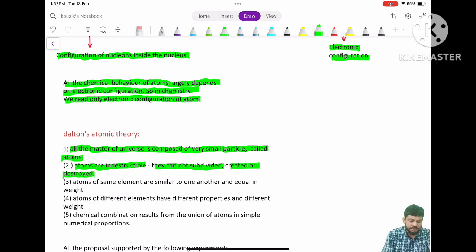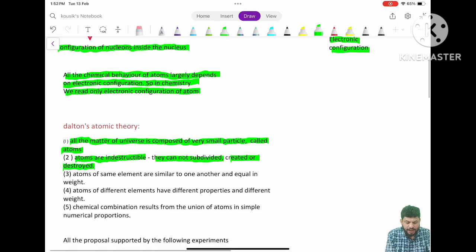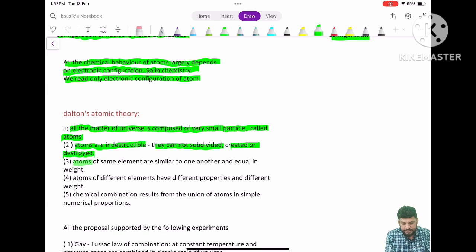The third point is atoms of the same element are similar to one another and equal in weight. It means if we collect a sodium atom from the moon, suppose, and a sodium atom from the earth, the sodium atoms are the same in each and every aspect. The fourth point is atoms of different elements have different properties and different weights.